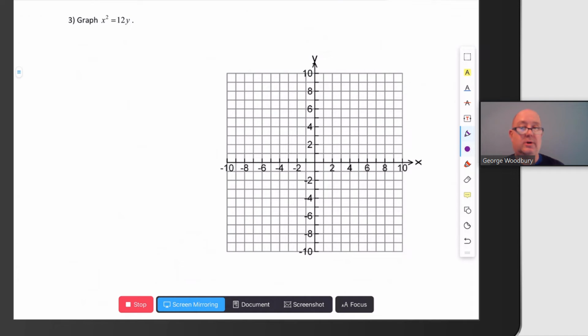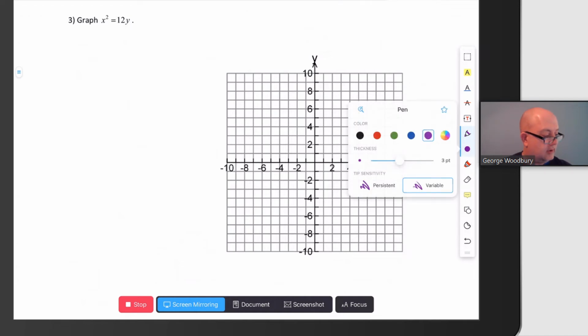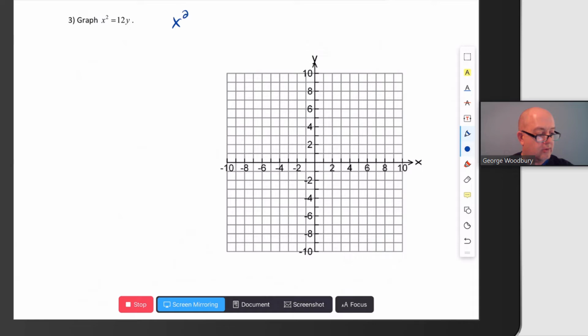All right, so x squared equals 12y, and let me write down that general form again, x squared equals 4py. So I know that 4p is the same as 12, or that p equals 3. So our vertex was at (0, 0). The focus is going to be at (0, 3). And the directrix, let me use a highlighter for that one, is going to be at y equals negative 3.